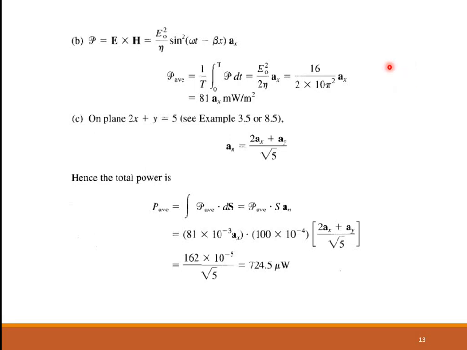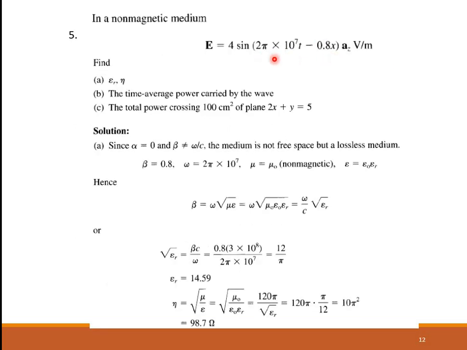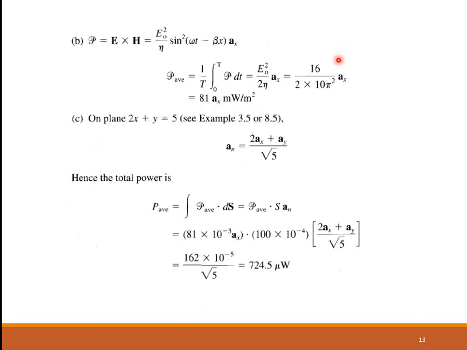Now this H term, H0, can be written as E0 by eta, and sine omega t minus beta x remains the same. Since this is a lossless medium, again there is no phase shift; your theta n is 0. Then you just use the rule and solve it, and you are going to get this expression.